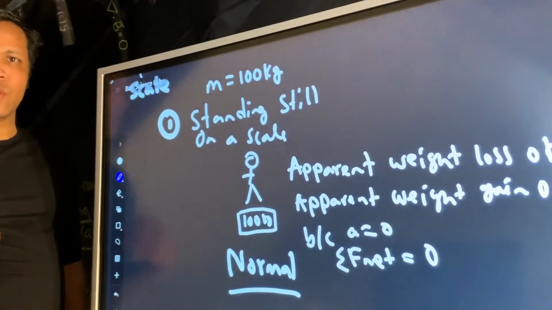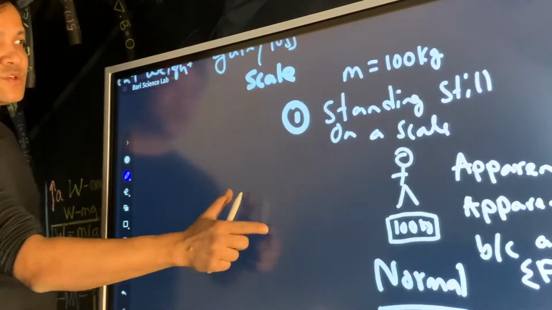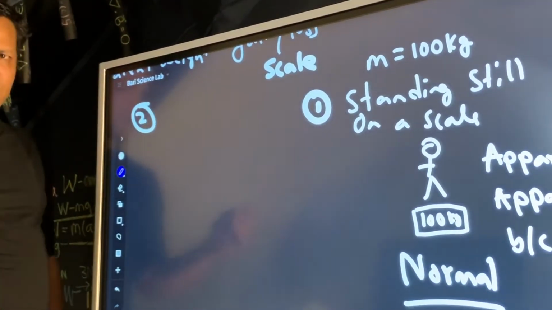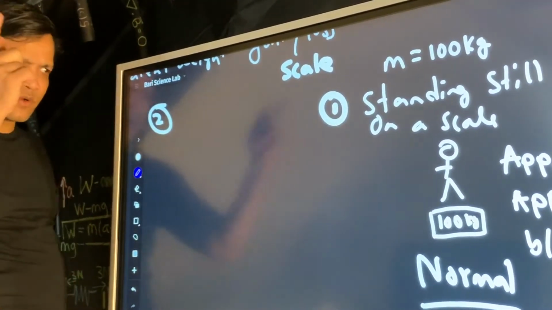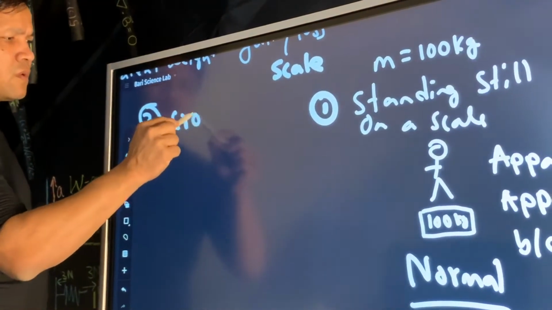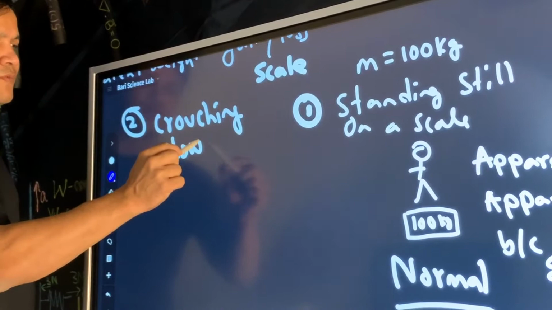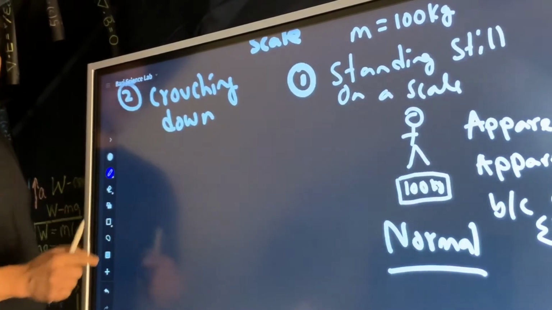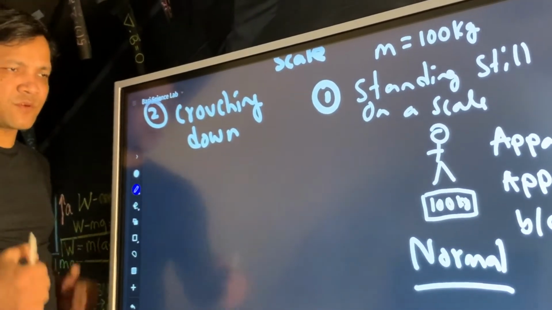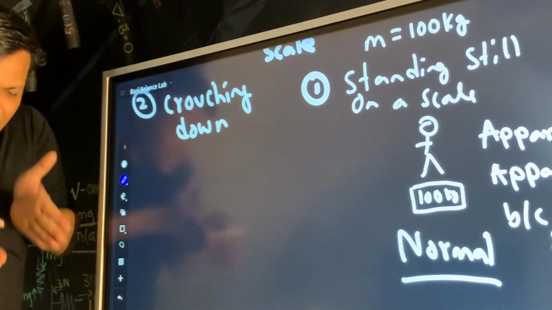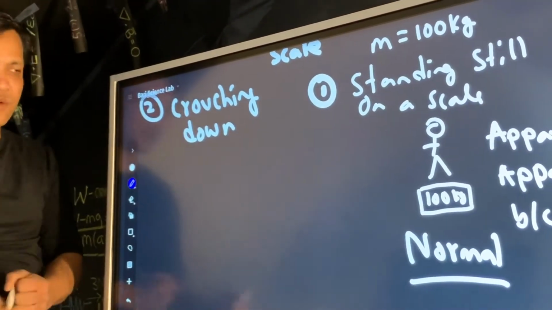So that takes us to scenario 2, where you're going to be crouching. Let's do crouching down first, because you have to crouch down before you crouch up. If you crouch down, you need some negative acceleration, because your knees are bending.